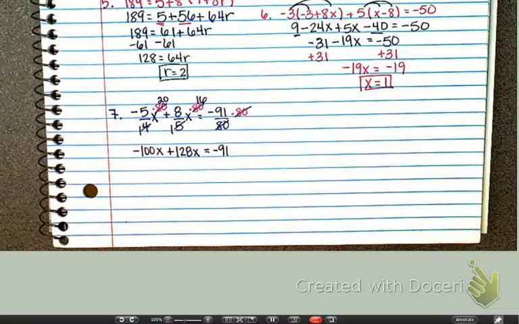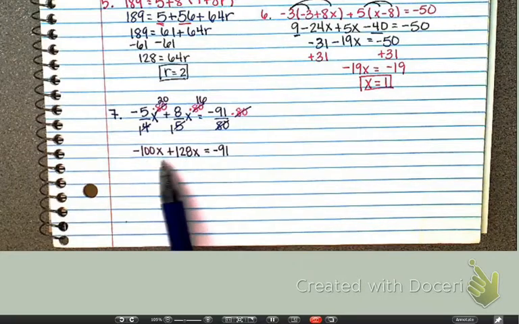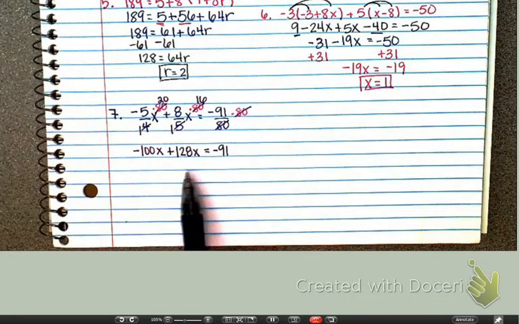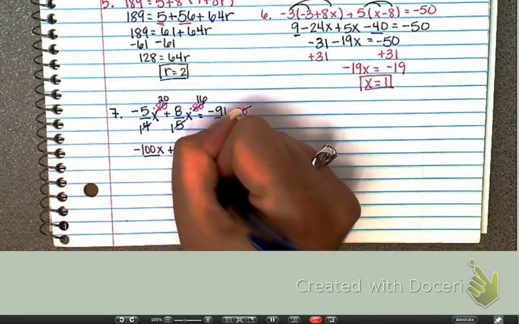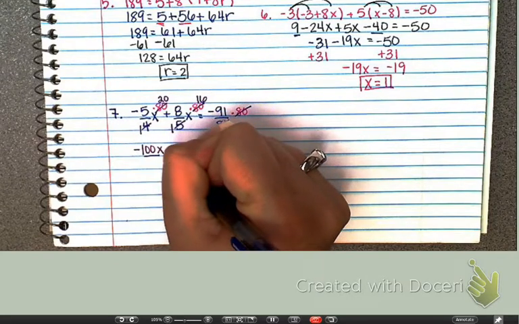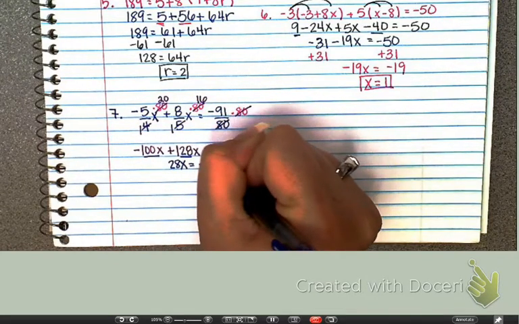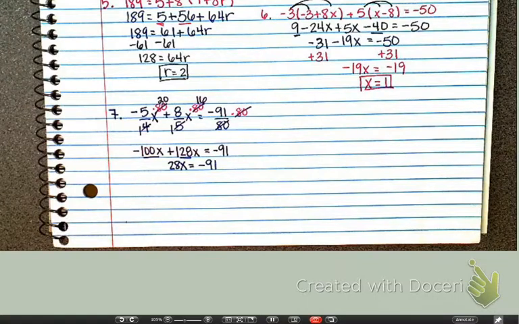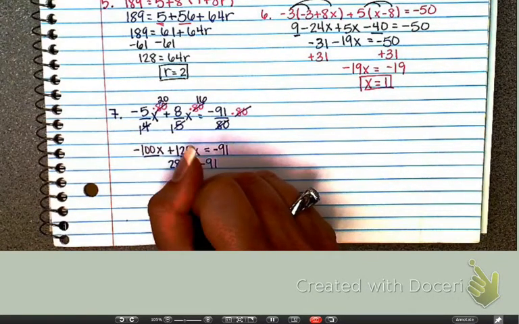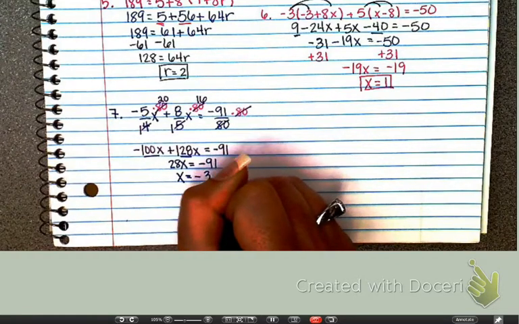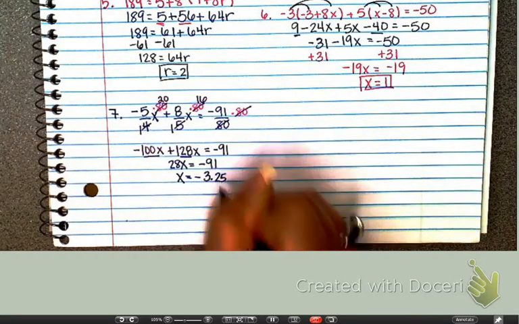Can you solve that problem? I got rid of the fractions. Now I have a basic problem that I can solve. I need to combine like terms to start. Negative 100 plus 128 is 28x equals negative 91. And when you divide by 28, what do you end up with? Negative 3.25.